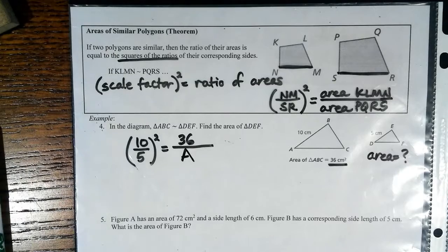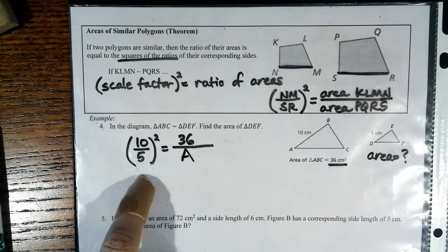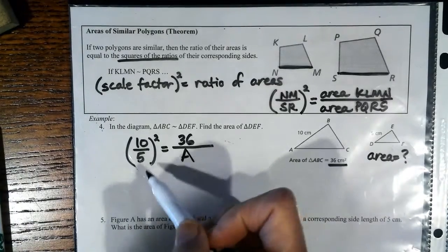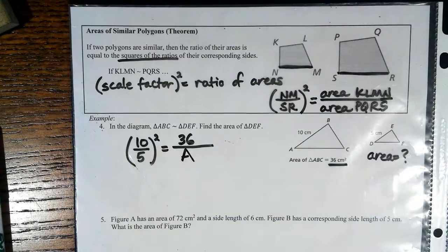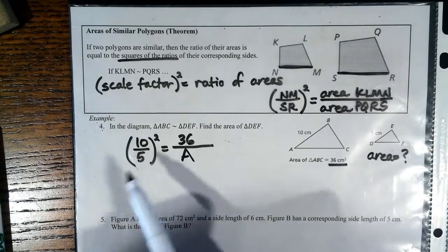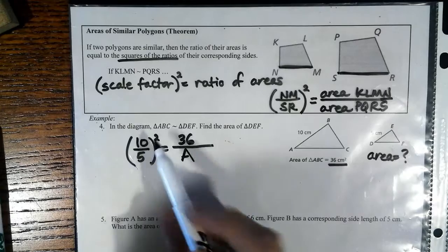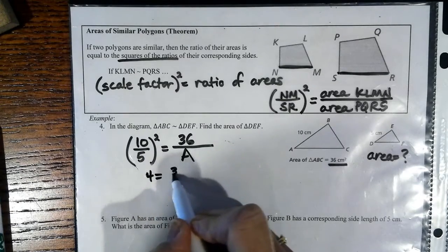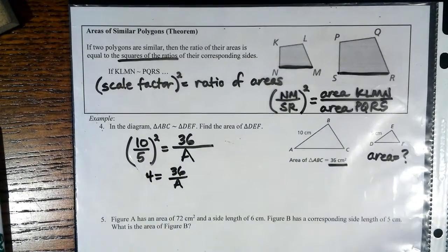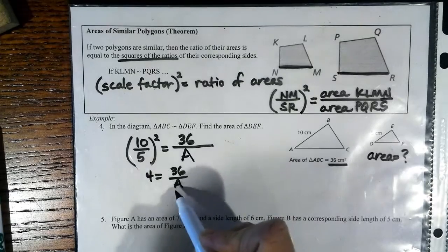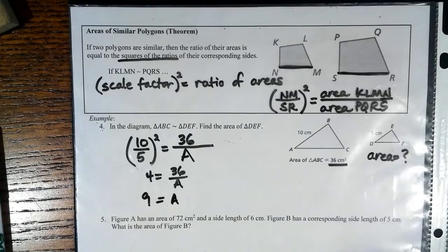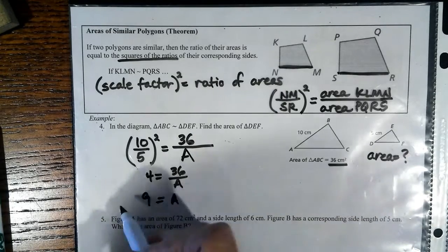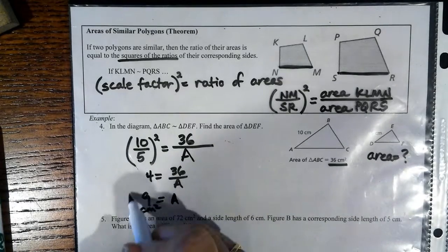As simple as that. You just have to remember to square. So there's a number of ways to do this. You could square all these numbers. You could notice that 5 goes into 10 twice, then 2 squared is 4. So what number that goes into 36 equals 4? Well, you could solve that. A is 9. And those, of course, are centimeters squared, same units.